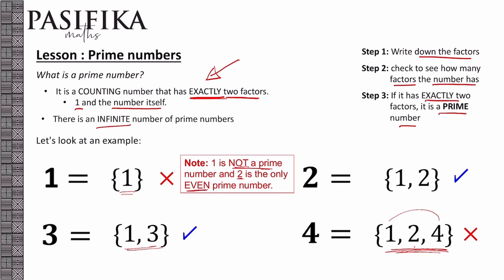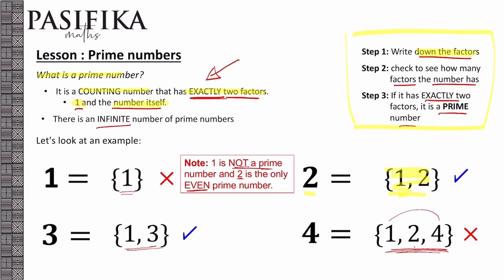Now, just to quickly recap, what is a prime number? It is a counting number that has exactly 2 factors: 1 and the number itself. What we need to do when we're trying to figure out if something is a prime number or not is follow some steps. The first step says to write down the factors. So in the case of 2, we wrote down the factors and then we check the factors to see how many the number has. So in this case, 2 has 2 factors.